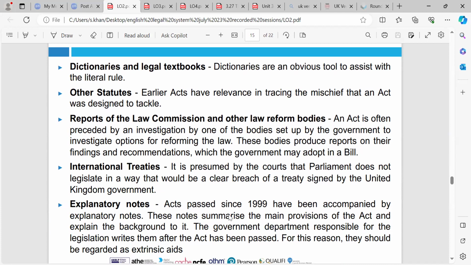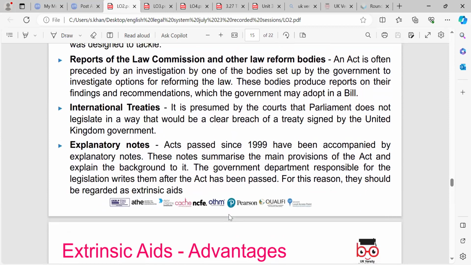We looked at reports of the Law Commission and other law reform bodies. An act is often preceded by investigation by one of the bodies set up by the government to investigate options for reforming the law. We then went on to look at international treaties and the impacts of that, so the way that it would be a clear breach of a treaty signed by the United Kingdom's government. We also looked at explanatory notes.